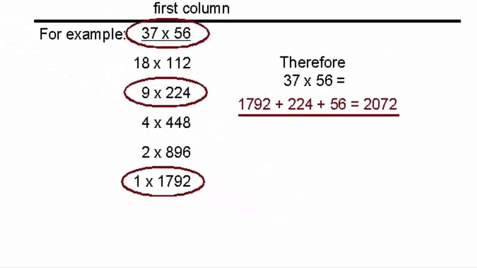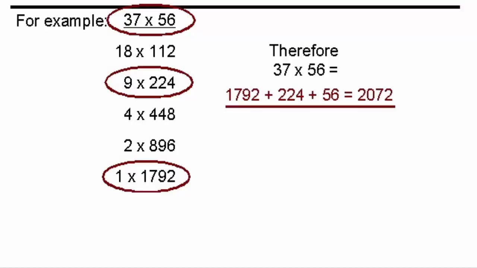Now, the rules are quite simple. You have to set up two columns, put in the small number on the left hand side and the larger number on the right hand side. So as you can see, they've got 37 times 56. Now each row down beneath that top row there, you need to halve the one on the left and double the one on the right.